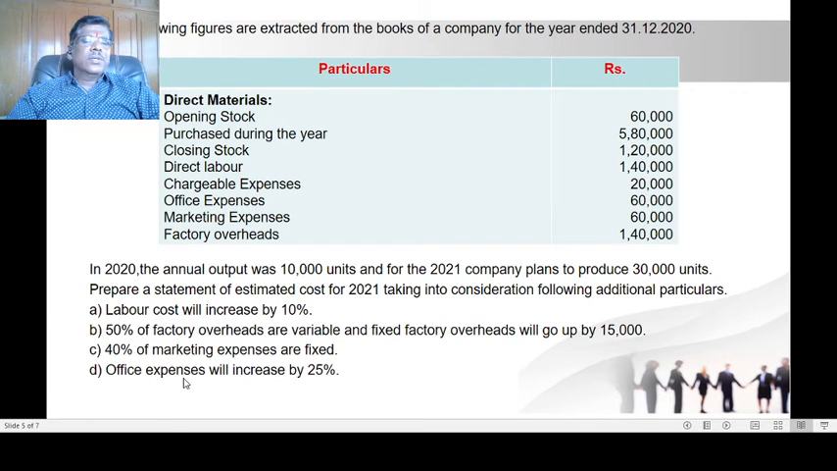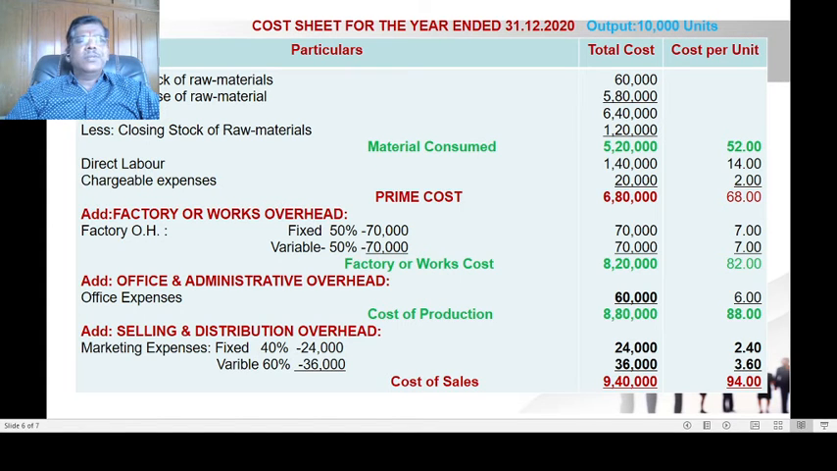Then office expenses will increase by 25%. Actual office expenses are 60,000, increased by 25%, means 25% on 60,000, you will get 15,000. 60,000 plus 15,000, you will get 75,000 in the year 2021. Likewise, analyze the problem, and now we can prepare the cost sheet.